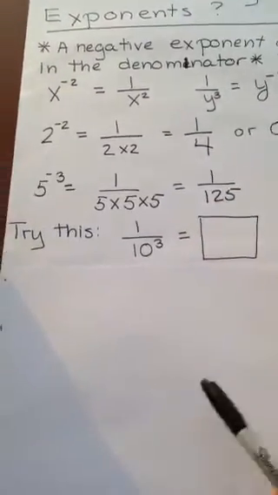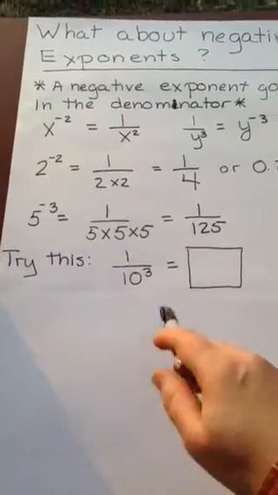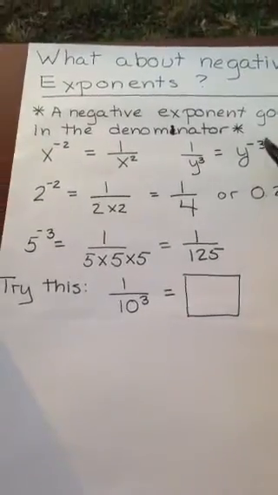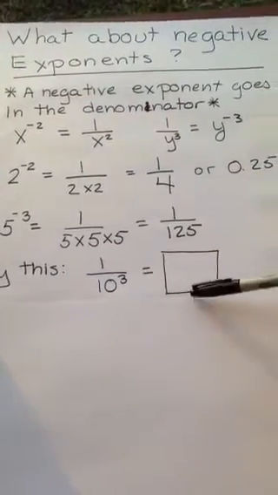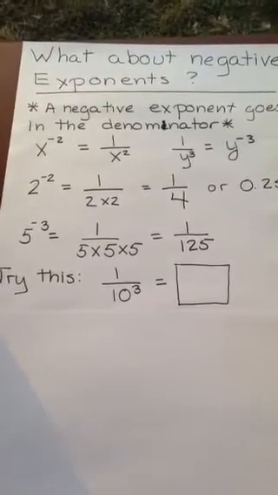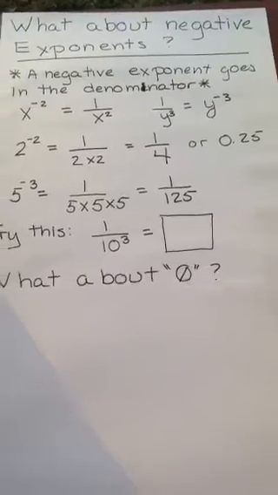So, go ahead and try this. What would be 1 over 10 to the third power? How would I write that as an exponent, like this guy? What would I write there? Okay, hopefully you have an answer. If not, pause it and go back.